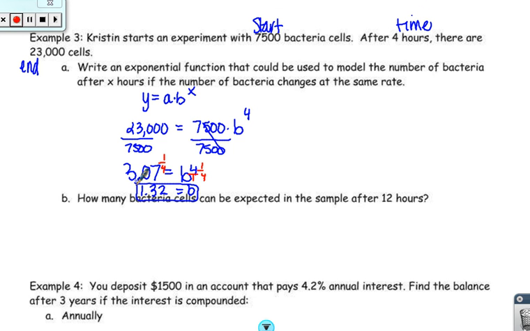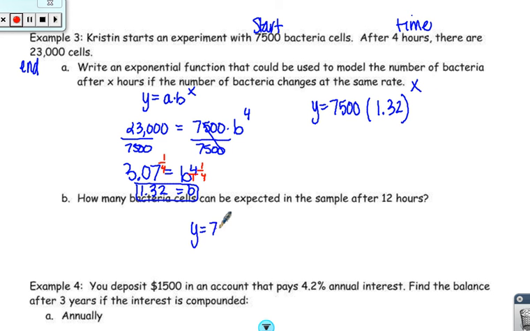So then, writing an exponential function, I started with 7,500. I know my base was 1.32, and I don't know my time. I don't know how long I'm sitting in the lab looking at these cells. But I asked you for part B, how many cells can be expected in the sample after 12 hours? You've sat there all day, you've watched these cells grow and grow and grow.